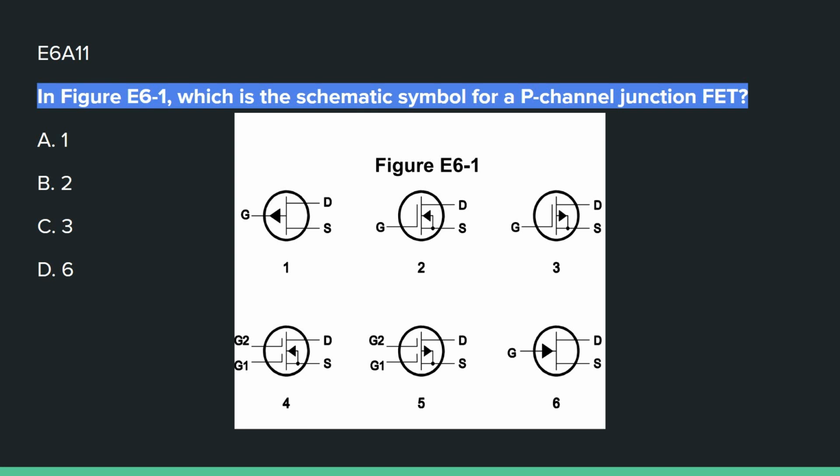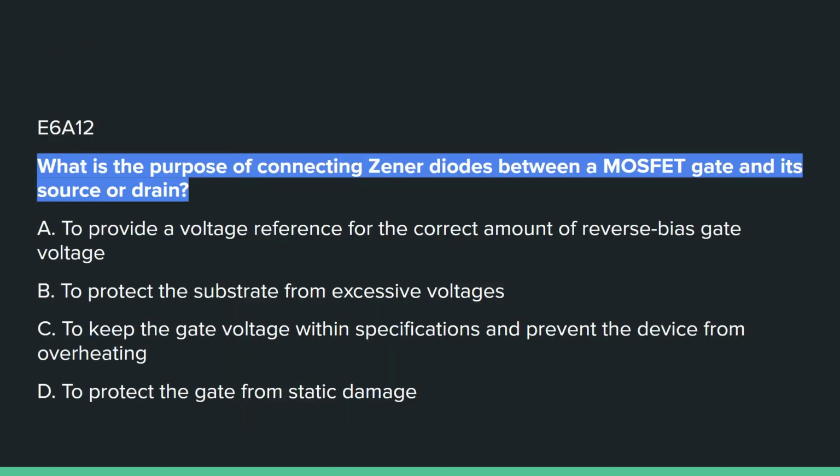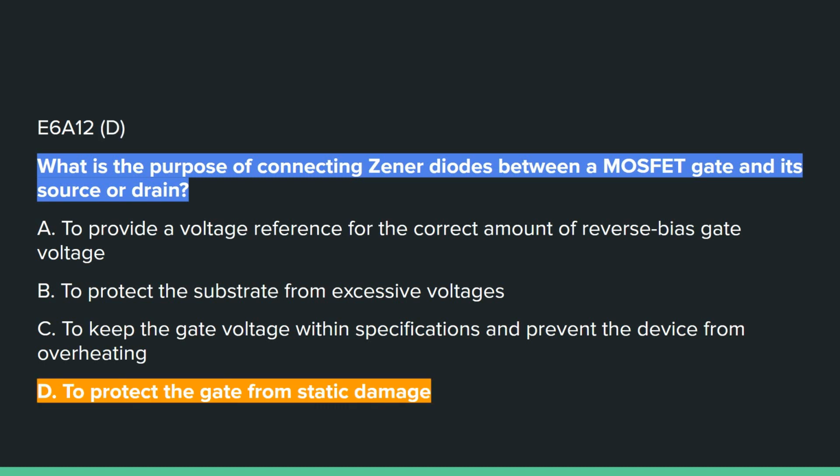E6A11, in figure E6-1, which is the schematic symbol for a P-channel junction FET? That answer is A, which is number 1. E6A12, what is the purpose of connecting Zener diodes between a MOSFET gate and its source or drain? D, to protect the gate from static damage.